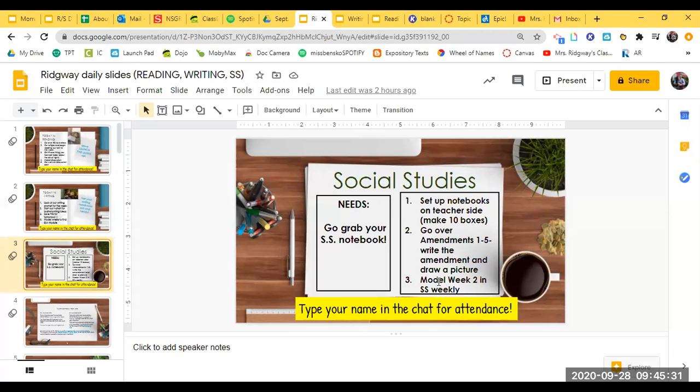And then before we head out to lunch, I'm going to model where you can find your social studies weekly and what you have to do there. Okay, guys?